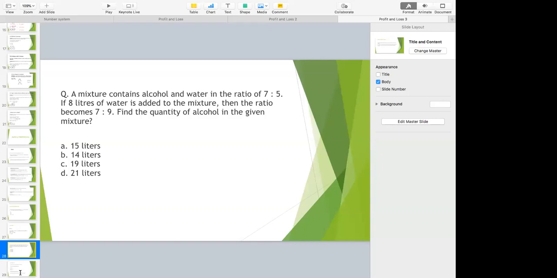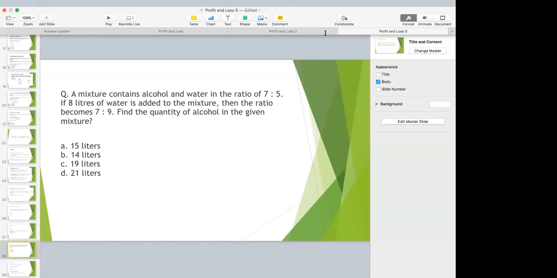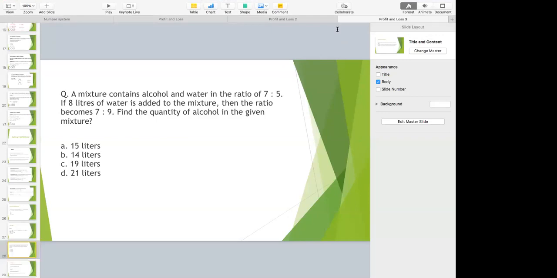And we need to find out the quantity of alcohol. What is the ratio of alcohol here? The ratio value corresponding to alcohol is 7. So ratio value 7 will correspond to an actual quantity of 7 into 2, 14. Okay. So now, is it clear? Is your doubt clear?